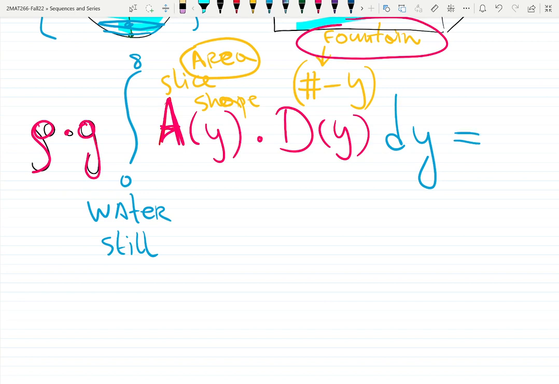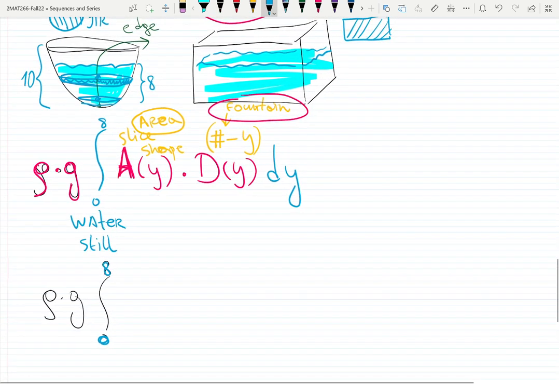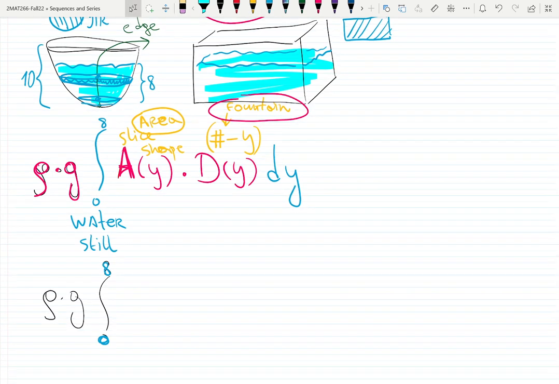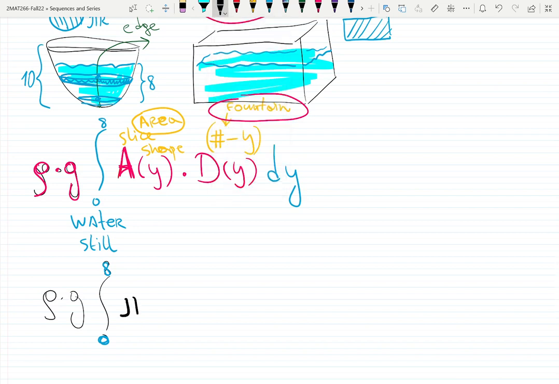So let's do one problem, which is the first one, right? The one with the 8. So it's going to be rho times g, integral from 0 to 8. That's the level of the water, the level on the picture, left picture, 0 to 8. A of y will be what? Who can tell me? What do you say? Pi r squared. Pi r squared. We'll have to figure out what this r is.